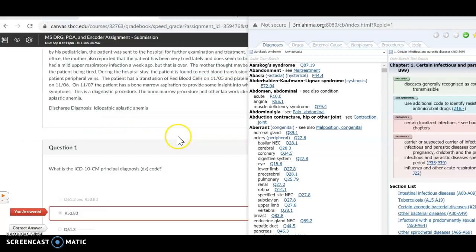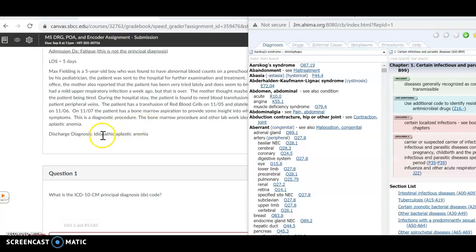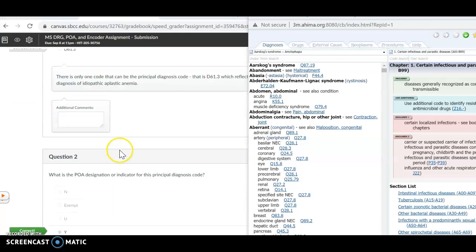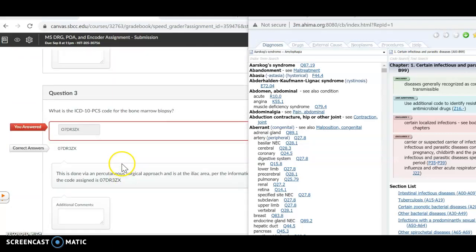Just an FYI, it said right in here that fatigue was not the principal diagnosis. So we really needed to go with the idiopathic aplastic anemia, which is D61.3, and it's not both together. Okay, so let's keep going here.